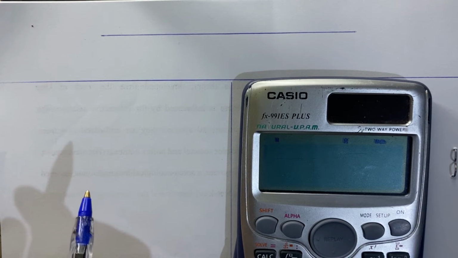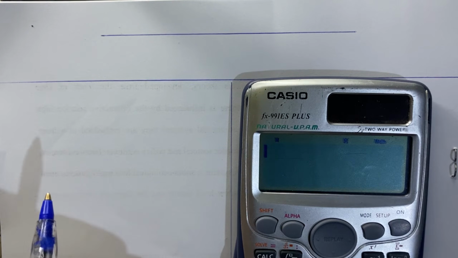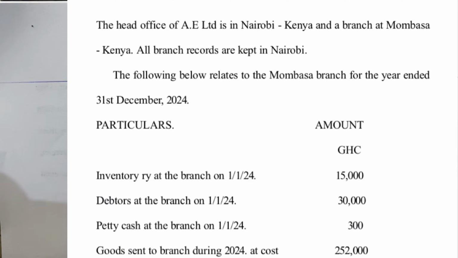Now, after going through the question, the next thing to do is to critically analyze this question. The head office is located in Nairobi, whereas the branch is located in Mombasa, in Kenya, which means this is a domestic branch, not a foreign branch, because both the head office and the branch are located in one country, that is Kenya.